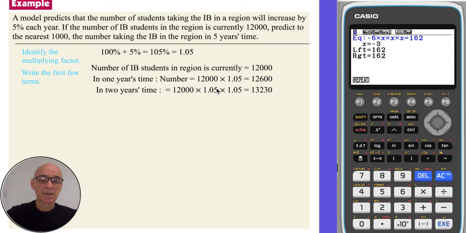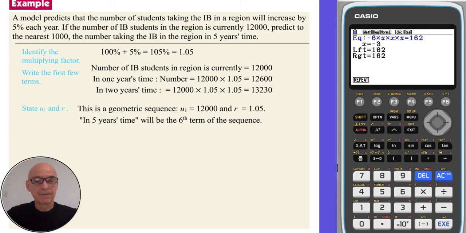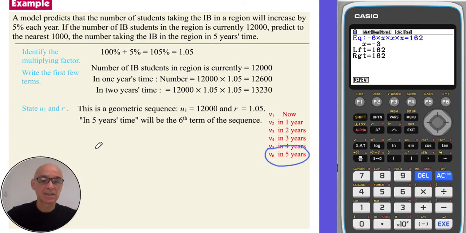And if we multiply this number by 1.05, we'll find the number taking the IB in this region in 2 years' time, 13,230. So this is a geometric sequence with a first term of 12,000 and a common ratio of 1.05. To find the number in 5 years' time, we need to identify that it's the sixth term of the sequence. If you're not sure, it's best to write them down, and then you can see that in 5 years' time, it's the sixth term.